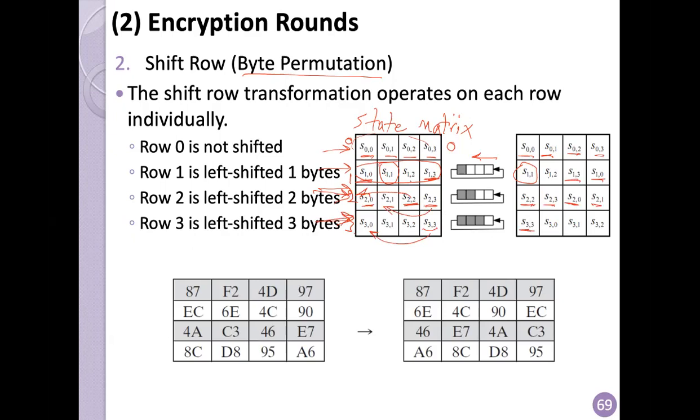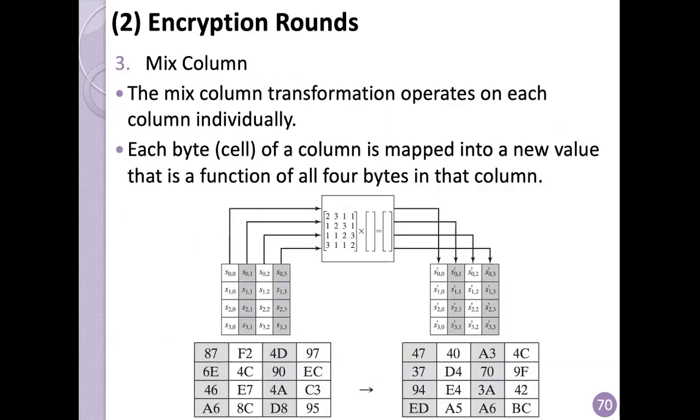So this is the operation of the shift row. And here's another example of a state matrix, and you see this is the output of the shift row step. The first row, or row 0, doesn't have any change. Row 1, only 1 shift. Row 2, a 2 byte shift, and row 3, 3 bytes of shift to the left. So this is the operation that we do in the shift row step.